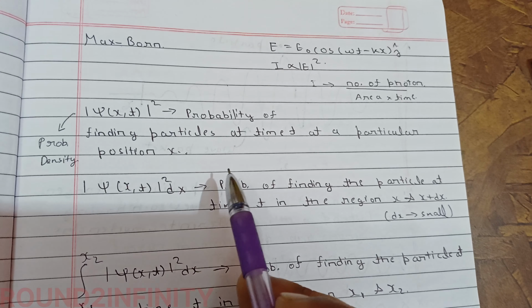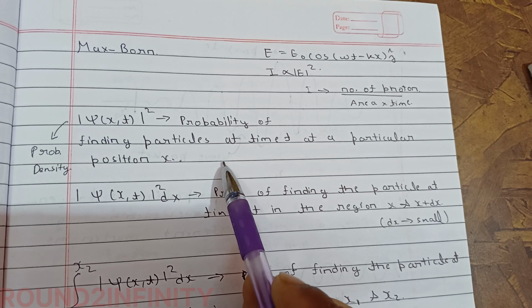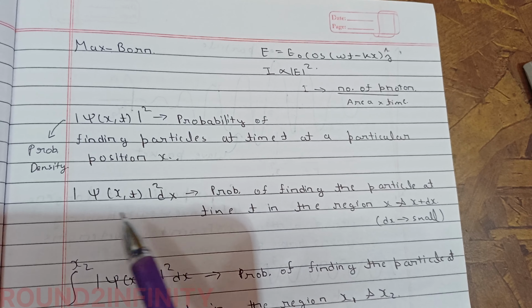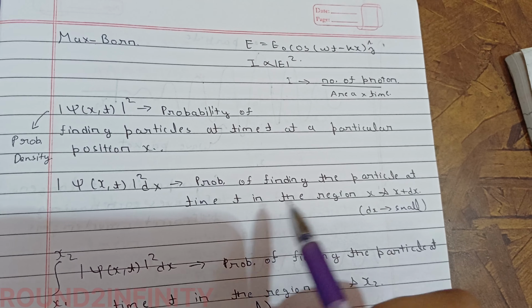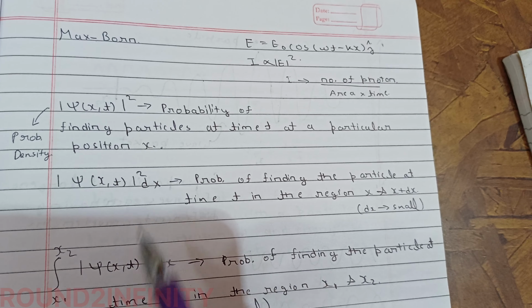Now if we need to find the probability density between x and some point x plus dx, we can write this in this form. This is nothing but the probability of finding the particle at time t in the region x to x plus dx, where dx is very small.